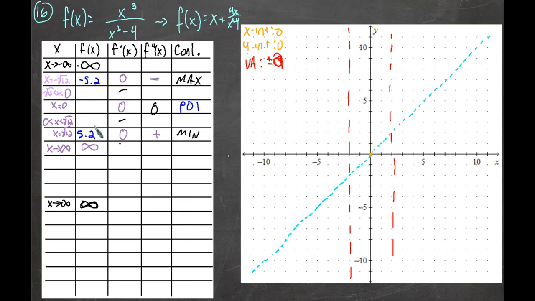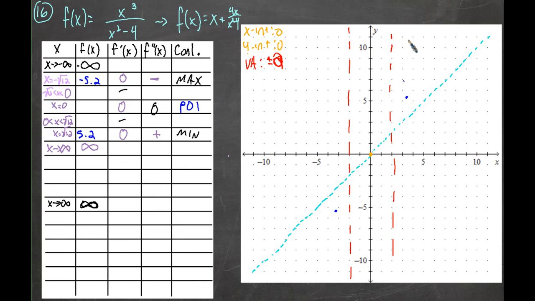Yeah, so let's plot those, that max and that min, and see where we are. So negative root 12 and negative 5.2. Negative root 12 is a little past 3, okay? And negative 5.2, 1, 2, 3, 4, 5.2, somewhere in that neighborhood. Okay, the one on the left here is a maximum, the one on the right is a minimum. Here we have vertical asymptotes.